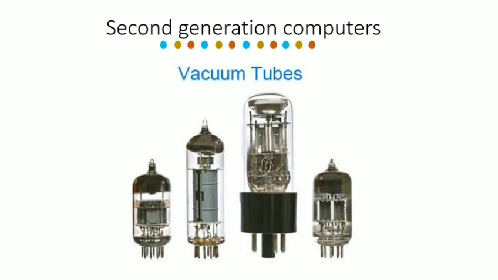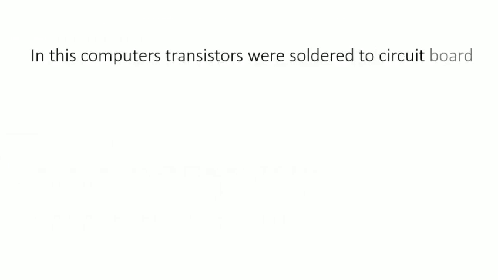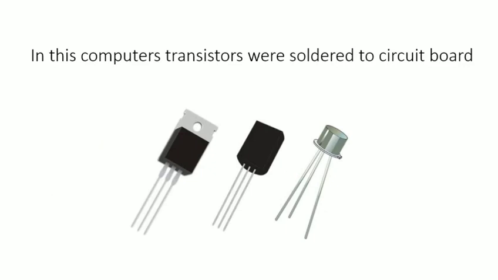They used transistors instead of vacuum tubes. So here this picture is of a transistor. In this computer, transistors were soldered to the circuit board.